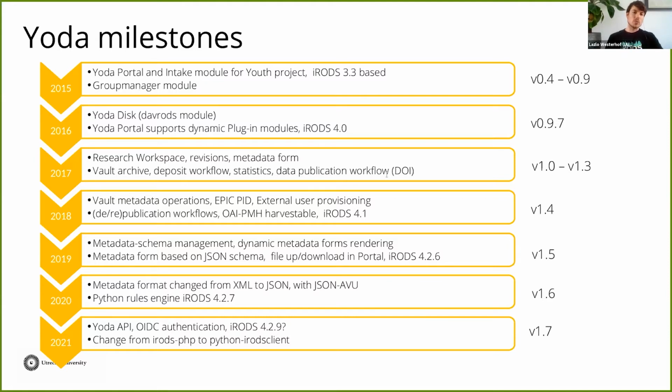In release 1.6, we changed our metadata storage format from XML to JSON and refactored a huge portion of our iRODS rules from the iRODS rule language to Python. So from the beginning in 2015, we had a web portal written in PHP and all the rules in the iRODS native rule language or microservices. With the refactor of our iRODS rules from the iRODS rule language to Python, we added the Yoda API. It's a REST API for Yoda. And with the addition of this REST API, it was a good time to refactor the web portal. So during this refactoring, we switched from the iRODS PHP client to the Python iRODS client. More about that further in this presentation.